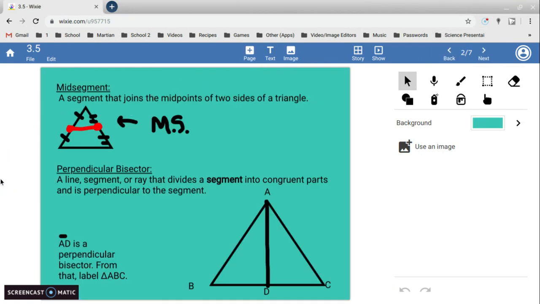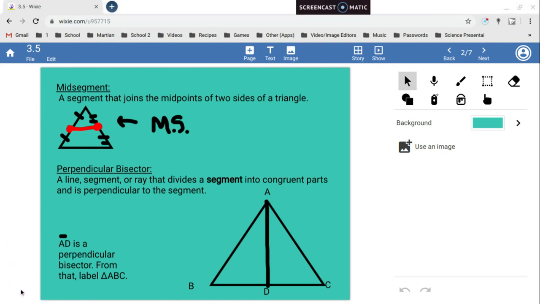Okay. I decided to make colored backgrounds on this one. Let me put this up. Okay.